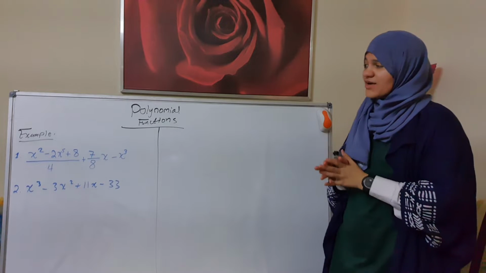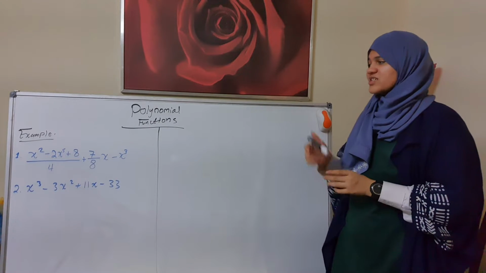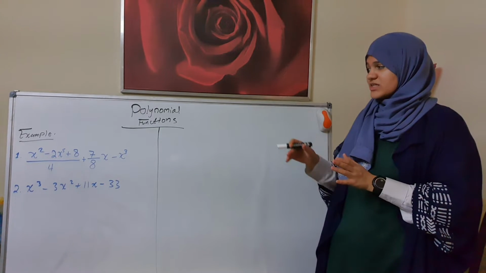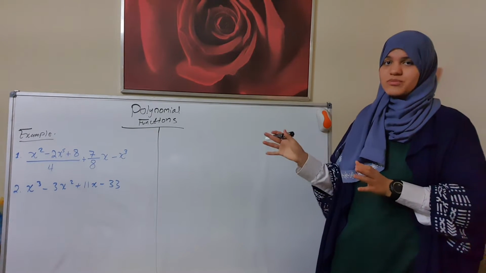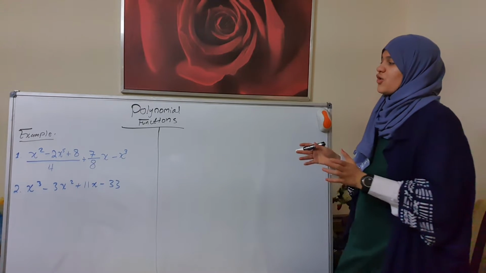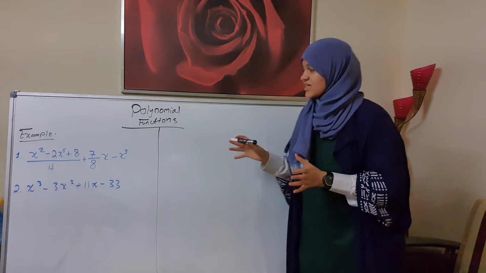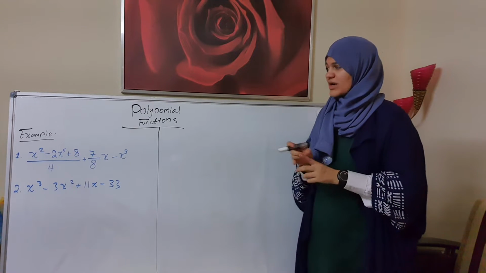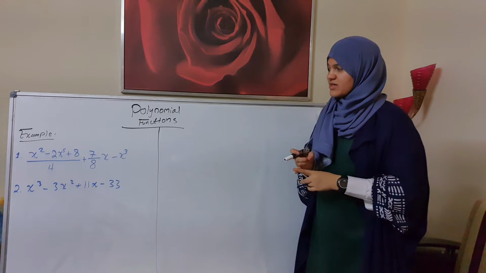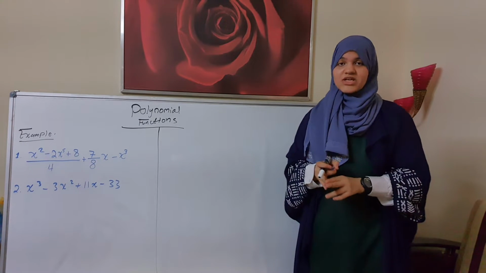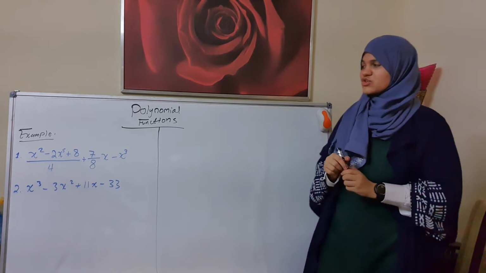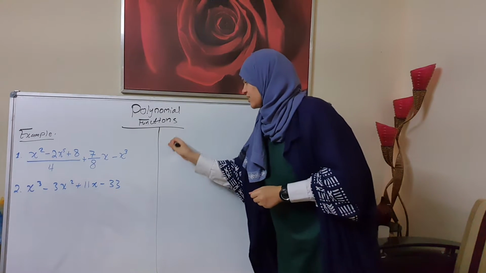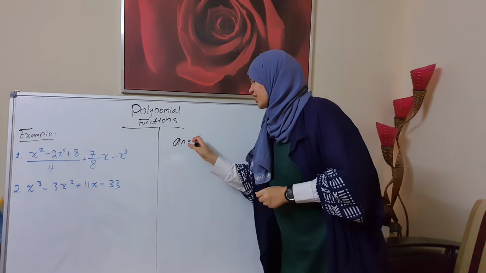So now, in the first example we have x squared minus 2x to the power of 5 plus 8 over 4, plus 7 over 8 x minus x cubed. First of all, which one is the degree? The degree, of course, will be the bigger number. Here we have x squared, x to the power of 5, x, and x to the power of 3. So 5 is the bigger number, which means the degree is 5.